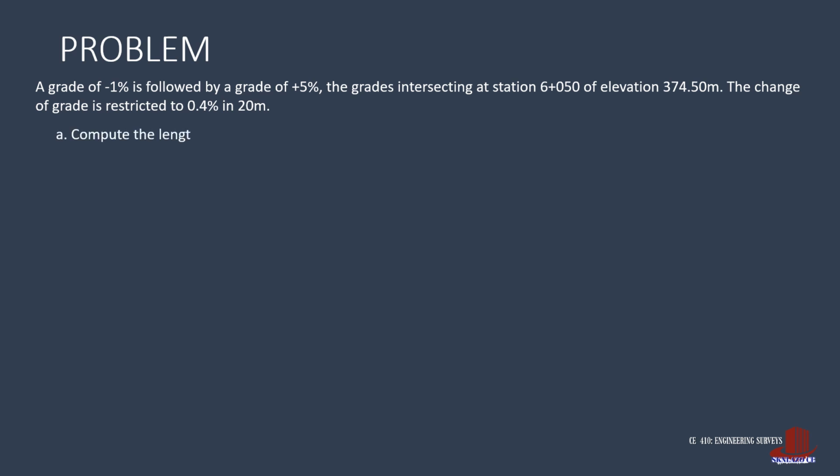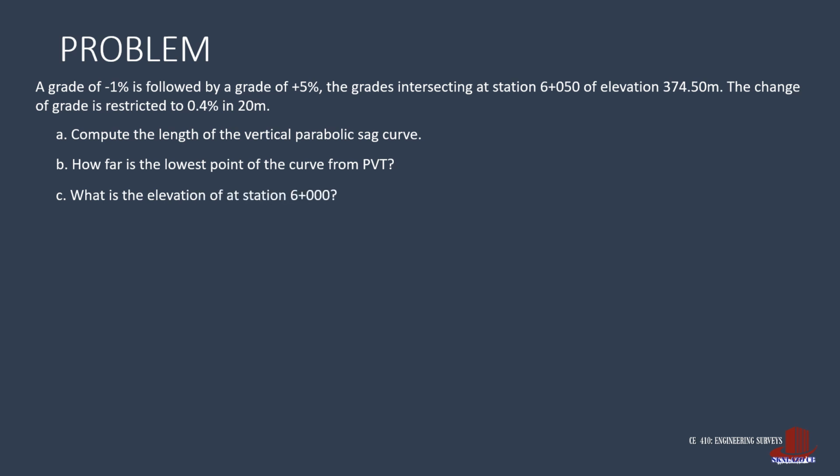The first requirement of the problem is the length of the curve, then the distance of the lowest point from PVT, and also the elevation of the curve at station 6000.